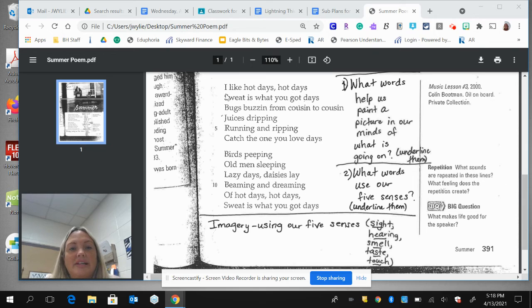Okay. I like hot days. Sweat is what you got days. Bugs buzzing from cousin to cousin. Juices dripping, running and ripping. Catch the one you love days. Birds peeping, old men sleeping. Lazy days, daisies lay. Beaming and dreaming of hot days. Sweat is what you got days.